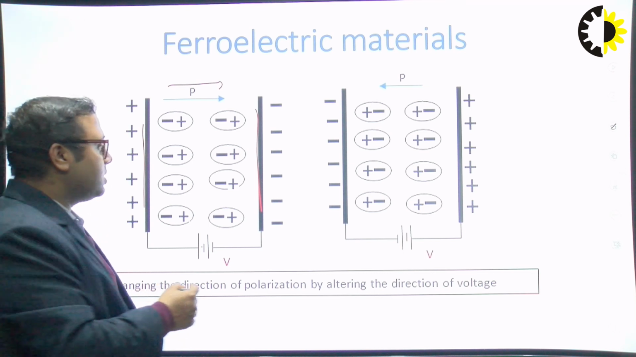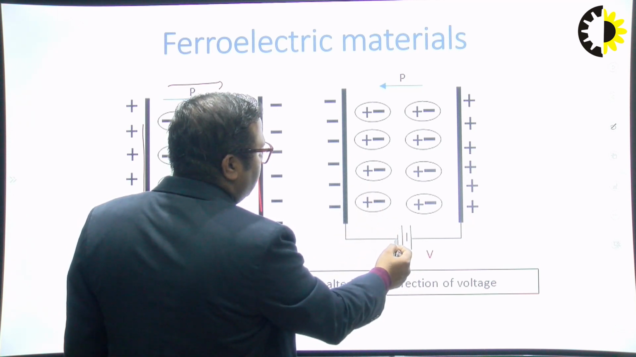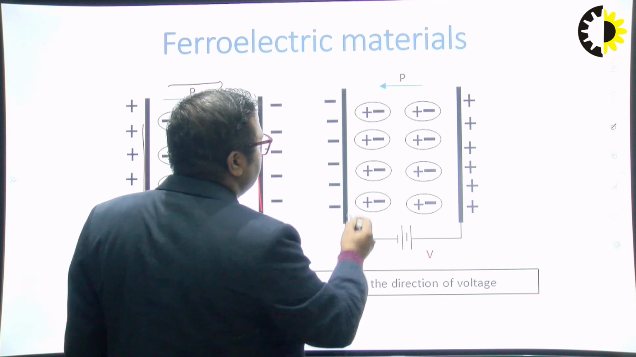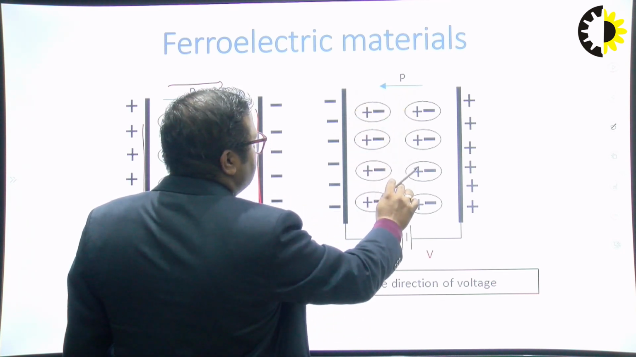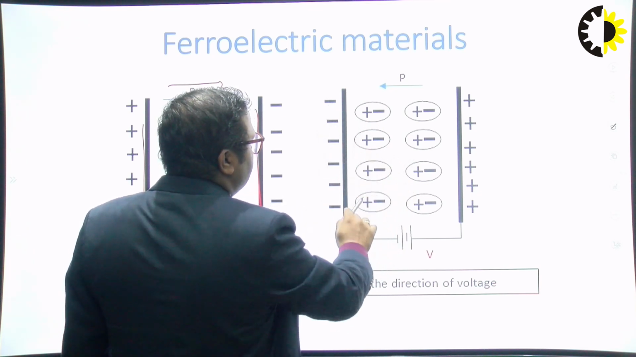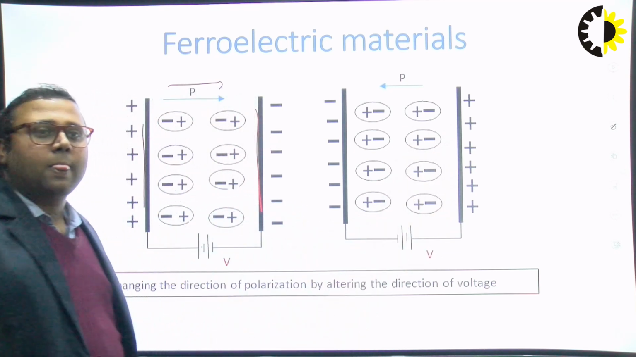If you reverse the voltages by connecting the capacitor plate to the negative terminal and the other capacitor plate to the positive terminal, you will see that when an external field is applied, you will again see that the negative charges attract the positive ions, and the positive ions attract the negative ions.